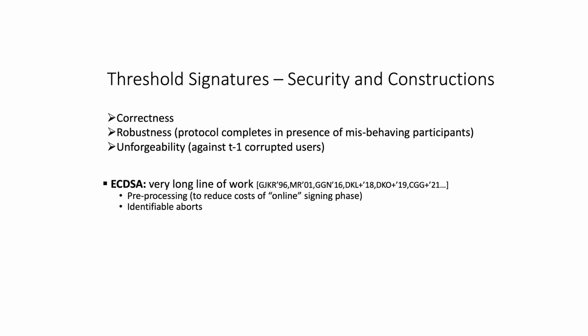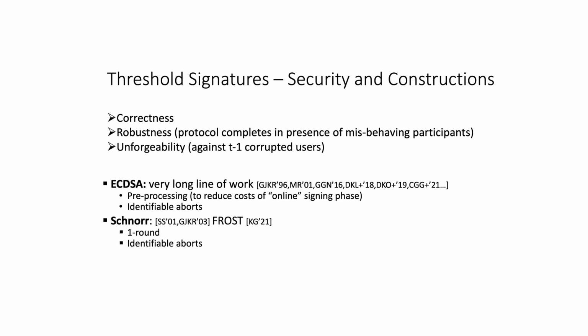What do we know for the signature schemes that we've been discussing? In ECDSA, there is actually a very, very long line of work on threshold signatures. The most notable techniques among some of these works is that they do some pre-processing to reduce the costs of the online signing phase. And there have been works that actually have identifiable aborts, so maybe the protocol is not robust, but at least you can identify and potentially penalize the aborting parties.